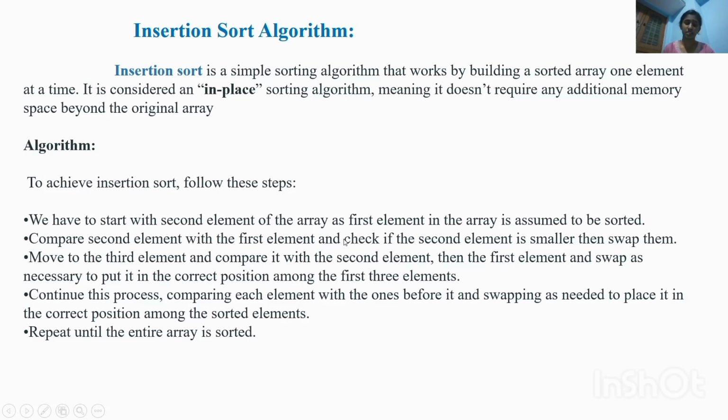As I said in the step by step, we compare the third element with the first and second elements. If it is smaller, we swap. If one is smaller and one is larger, we place it in the middle of those two. Continue this process. Compare each element with the ones before it and swap as needed to place it in its position among the sorted elements. Repeat until the entire array is sorted.